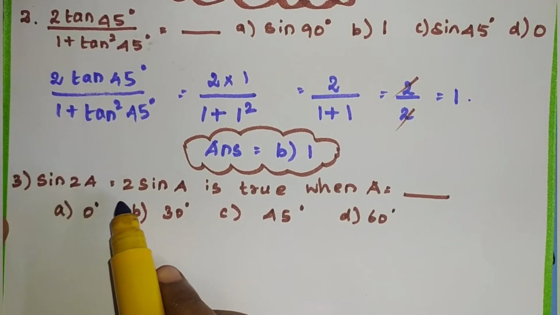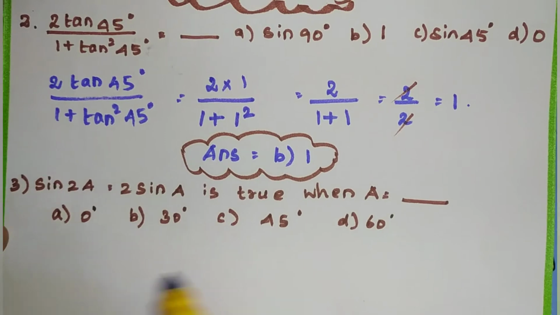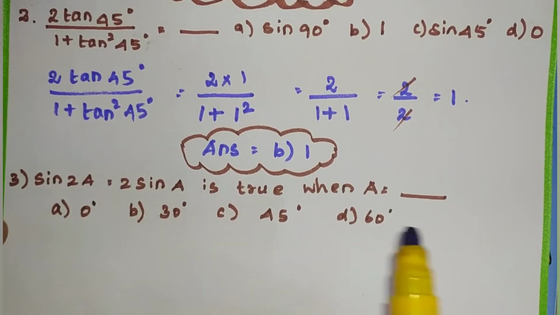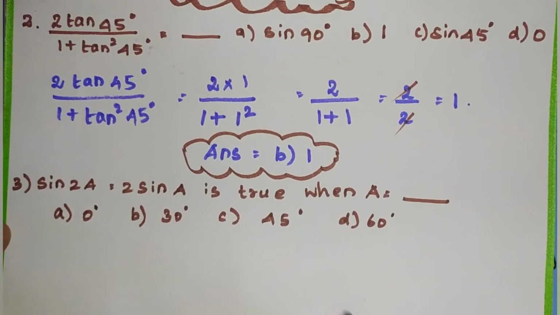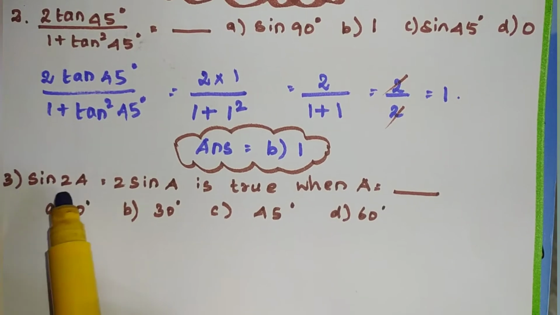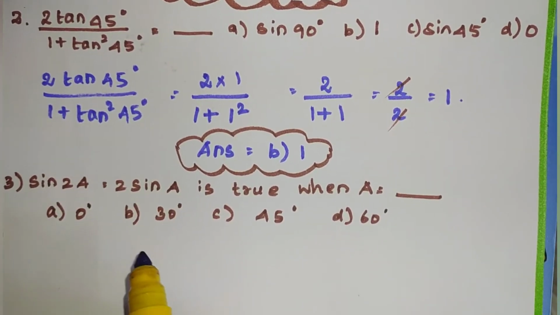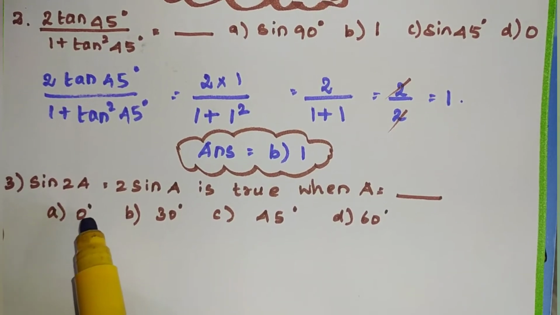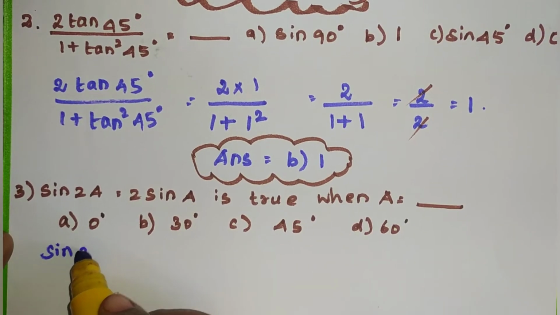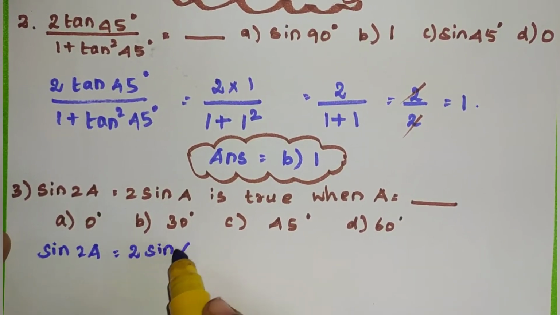Sin 2A is equal to 2 sin A is true when A is equal to 0 degree, or 30 degree, or 45 degree, or 60 degree. You have to choose the correct answer. See the question. Sin 2A is different from 2 sin A, isn't it? So now we are going to check for which angle it is true. First write the question. Sin 2A is equal to 2 sin A.